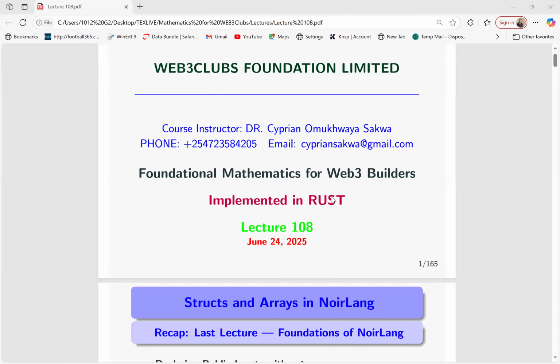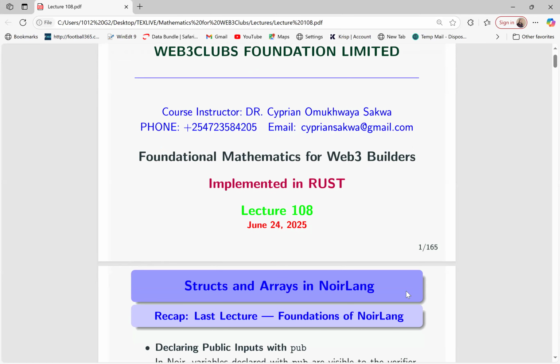Welcome to our class. Today we want to look at structs and arrays in NoirLang. We've seen in our previous lessons how to come up with the circuits in Noir. So this is just a continuation of what we've been doing. We're trying this time to incorporate structs and arrays. So we'll see where this is possible and where it's not possible in today's lesson.